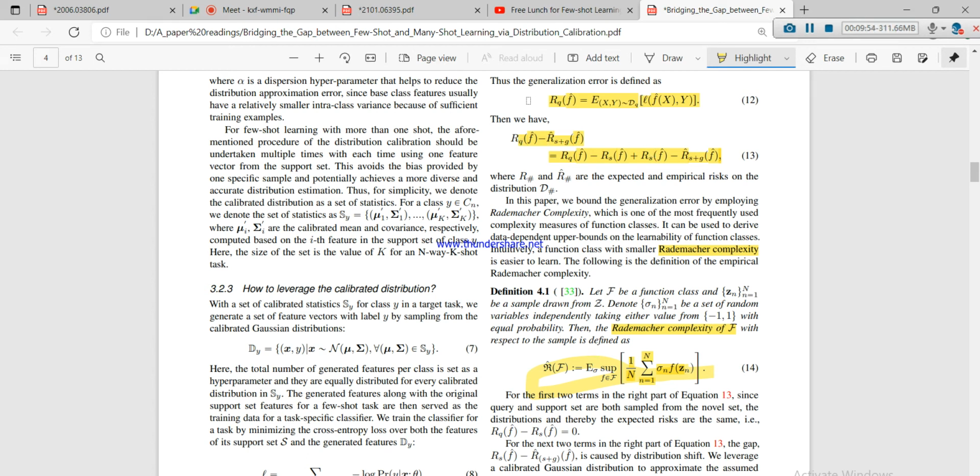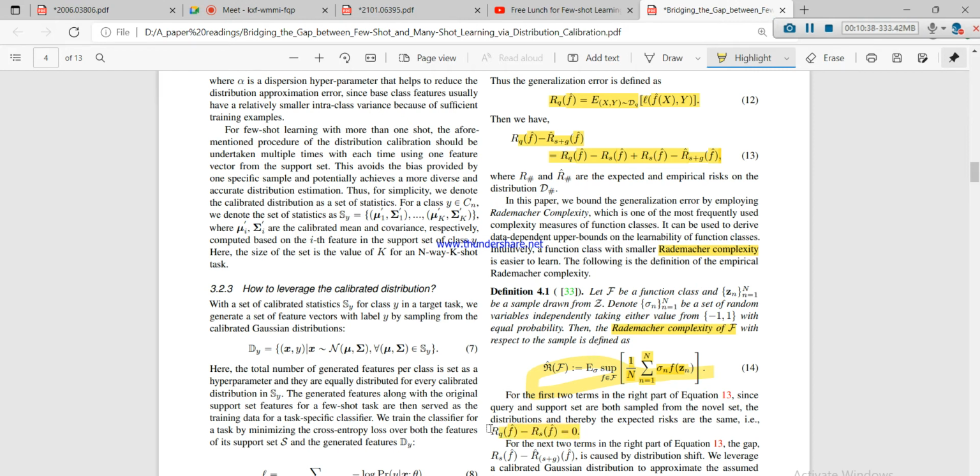So this is the left side and this is the right side, and they are talking about these equations. They are saying for the first two terms in the right part of equation 13, since the query and support set are both sampled from the novel set, the distribution and thereby the expected risk are the same. That means this query and this support should be equal if we reduce this.